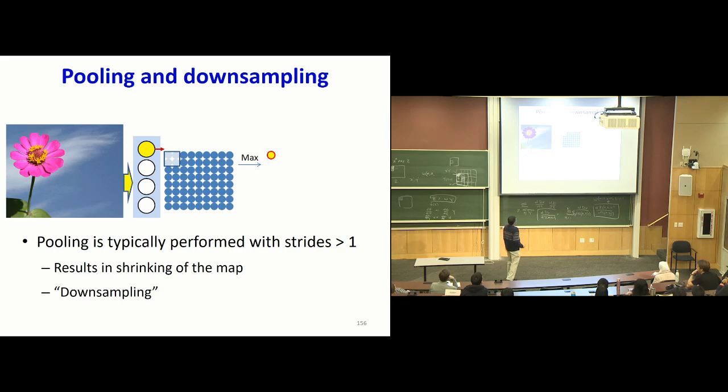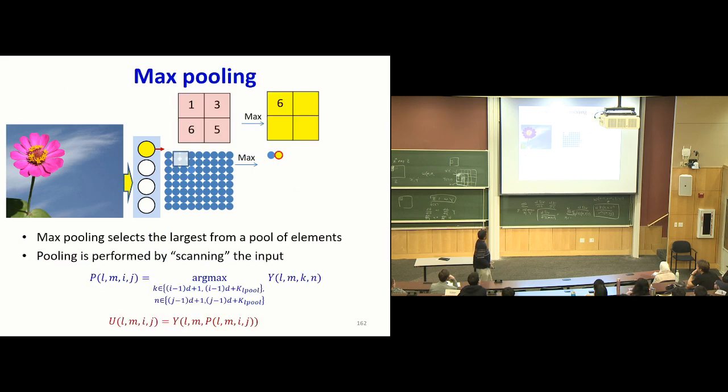So now pooling is typically performed with strides greater than 1 and results in a shrinking of the maps. So this is what we did, remember when we were pooling, right? And at each location, what did we do? We did a two-step process. First, we found the position of the input where the value was maximum, and then you copied the value at that position, right?